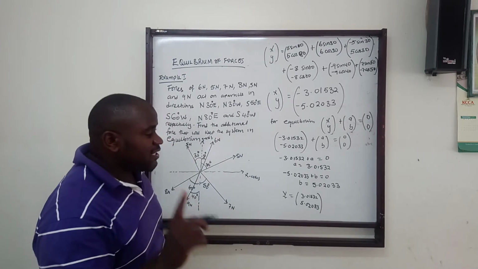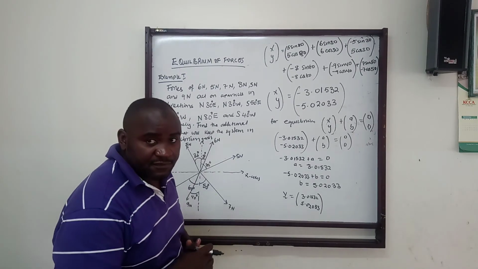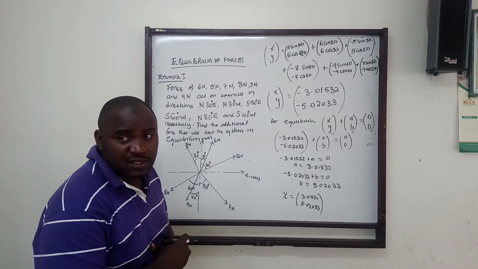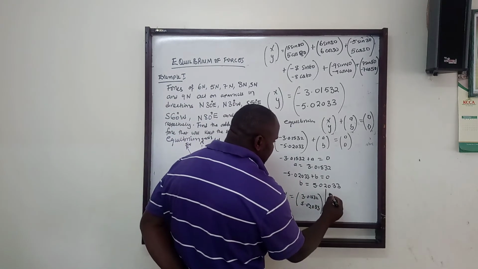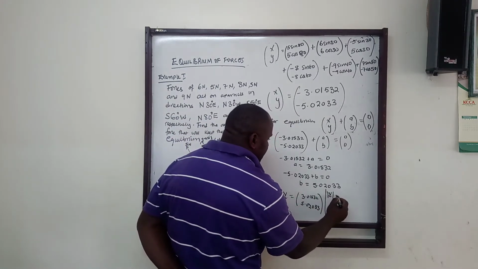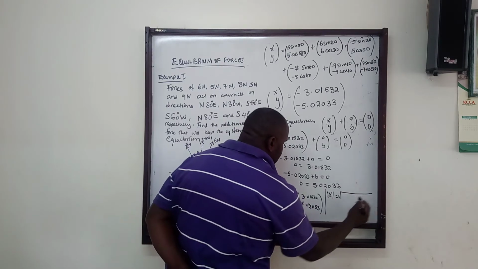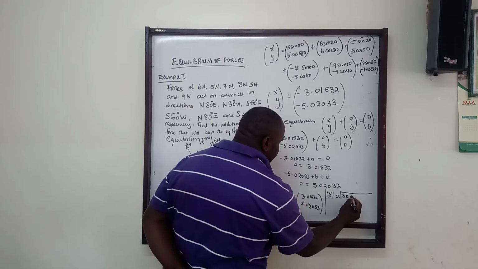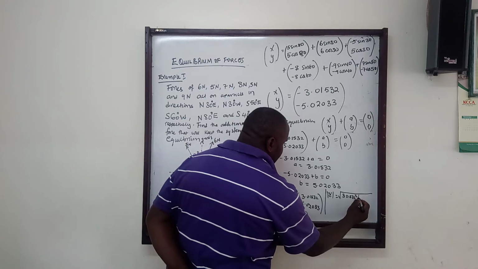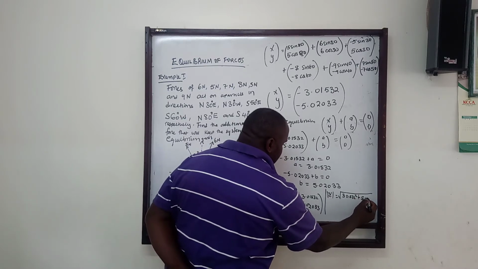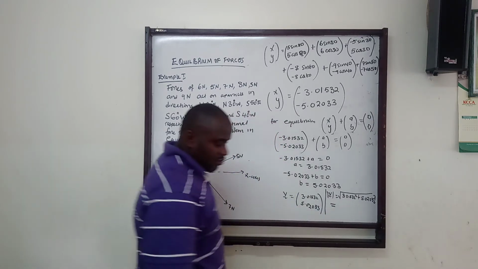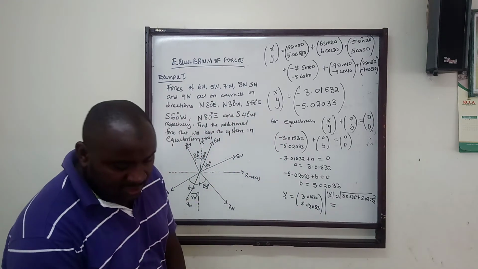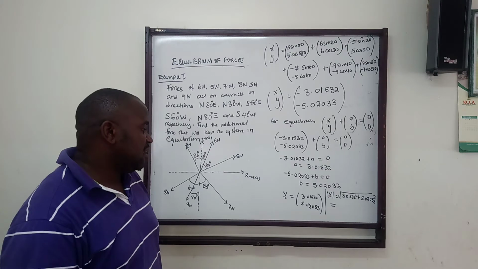Because the question wanted the force, they never wanted the vector, we need to get the magnitude. So to get the magnitude, the magnitude of this vector V is the square root of 3.01532 squared plus 5.02033 squared. And then we can compute and get the magnitude of this expression.